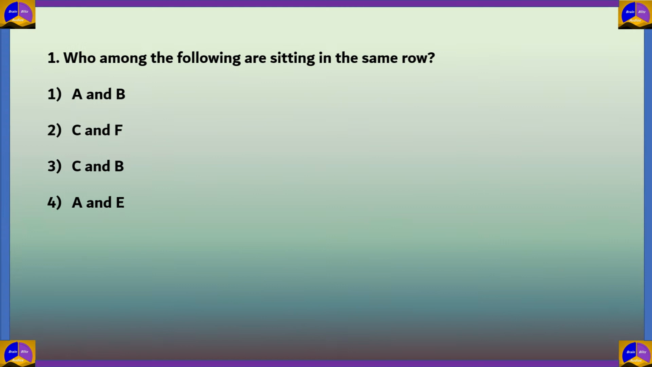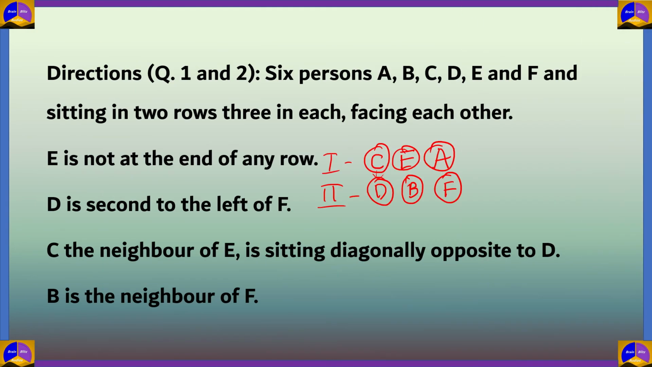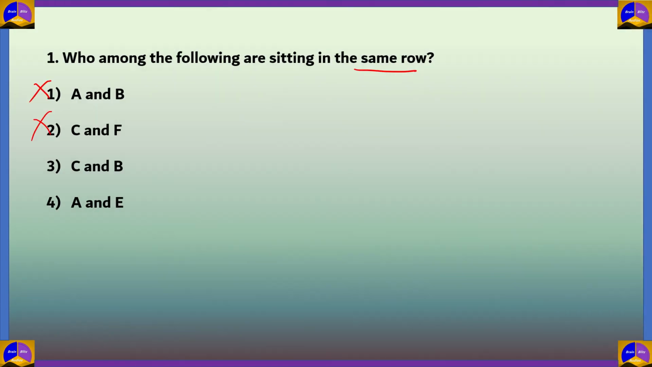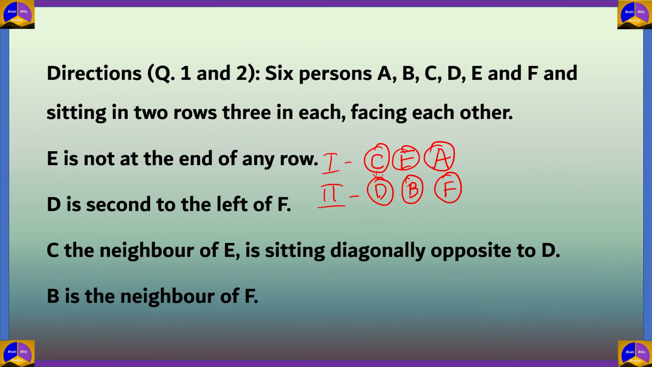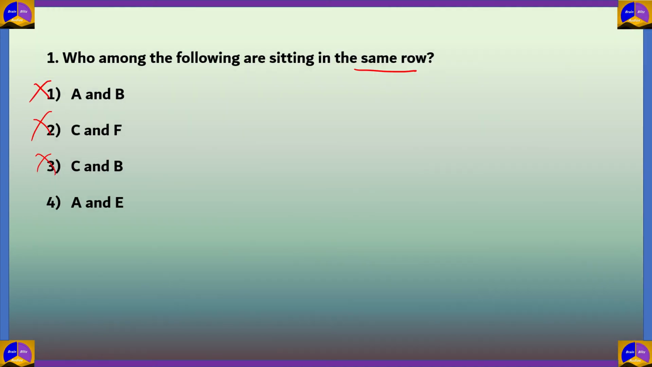Third option, C and B. Now C is in the first row while B is in the second row. So option 3, C and B, is also incorrect. Option 4, A and E. So A is in the first row right here while E is also in the first row. They are neighbors. So option number 4, A and E, is the right answer for this question.